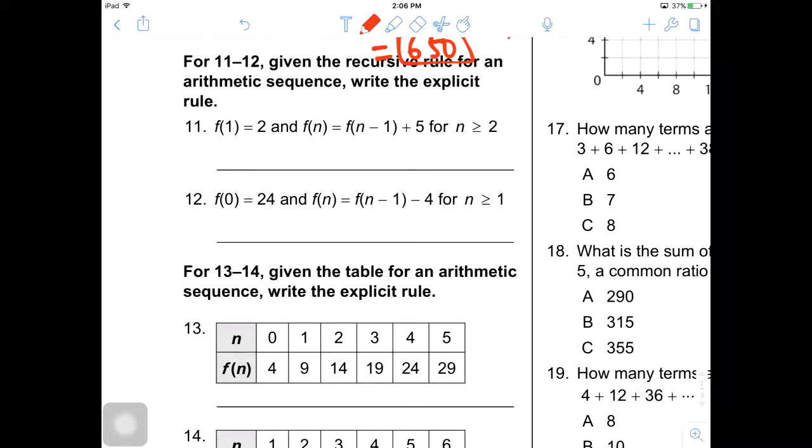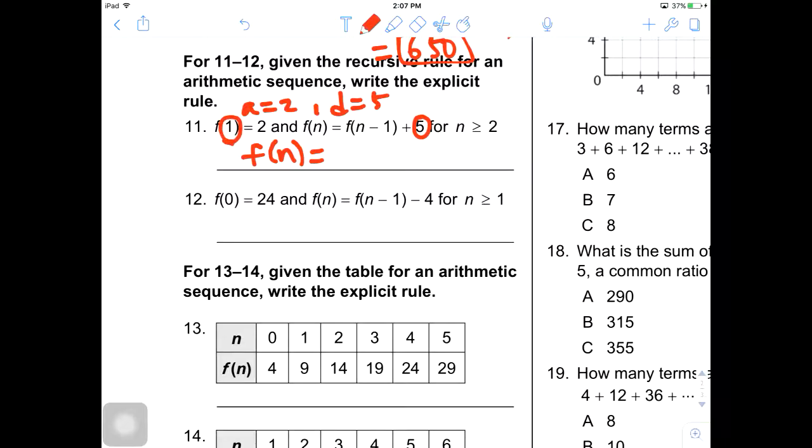Okay, continuing on the answers for Module 12, review number 1, number 11: given the recursive rule for an arithmetic sequence, write the explicit rule. So the recursive rule is starting at f of 1 equals 2. So we know that a is equal to 2, and it looks like the common difference is 5. So given those two values, we can go ahead and determine the f of n value.